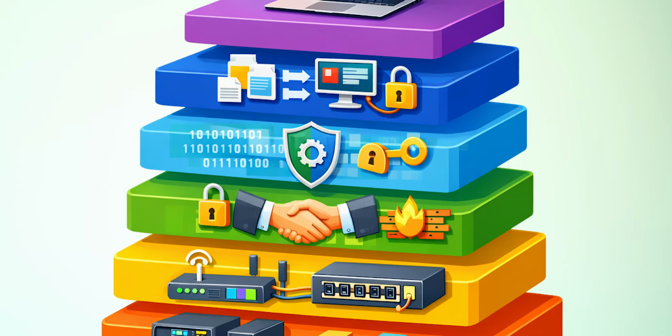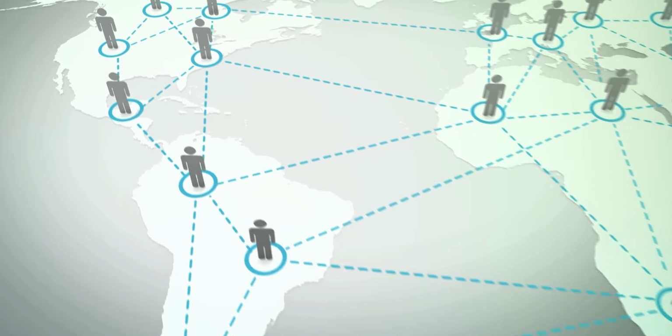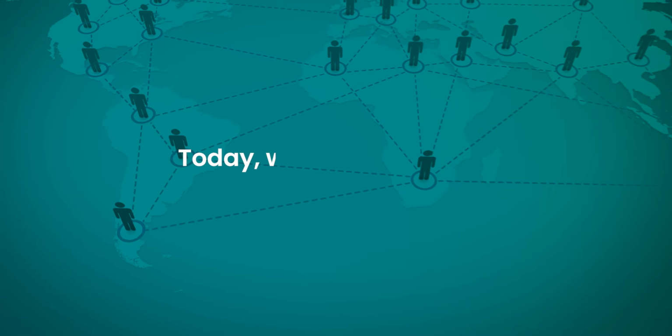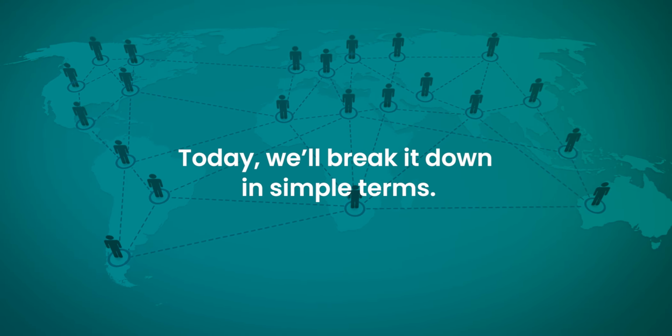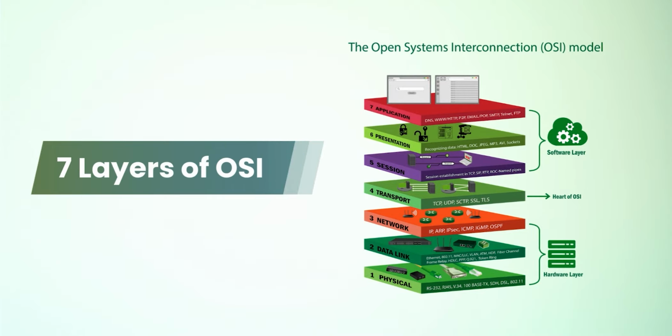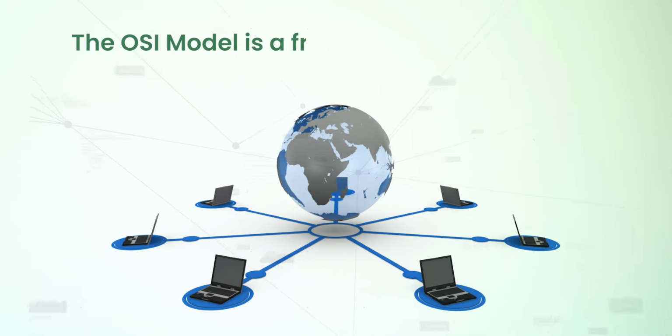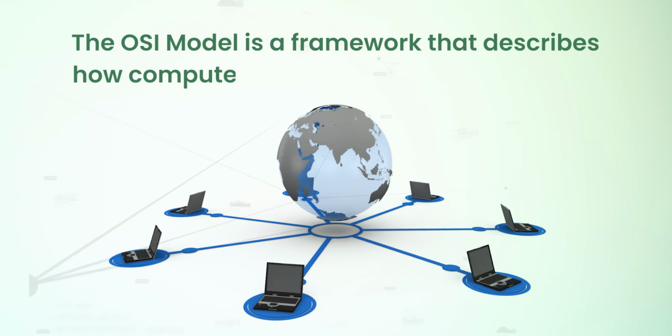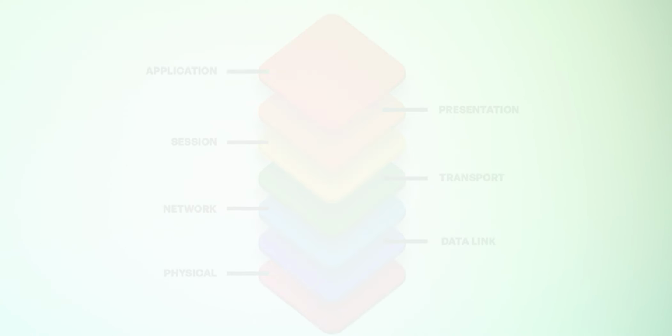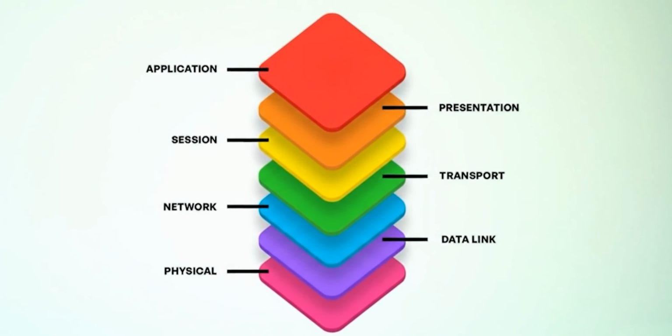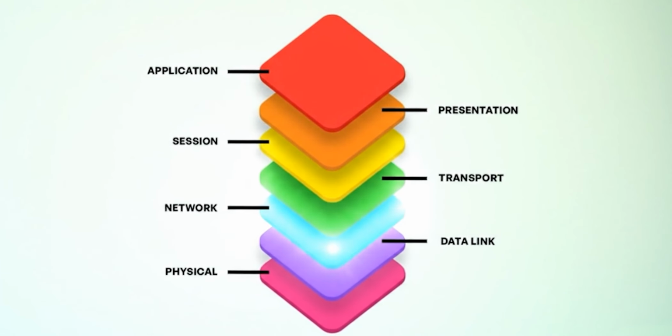The OSI model is not how the internet is built. It is just a way to think about how networking works. Today, we'll break it down in simple terms. What is the OSI model? The OSI model is a framework that describes how computers communicate on a network. It splits this process into 7 layers, where each layer does a specific job.